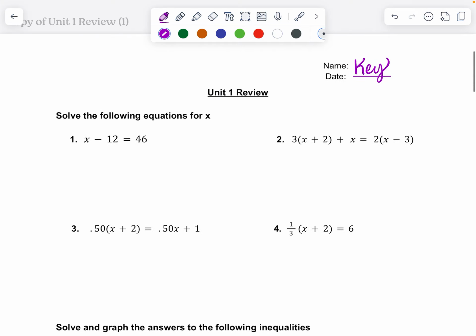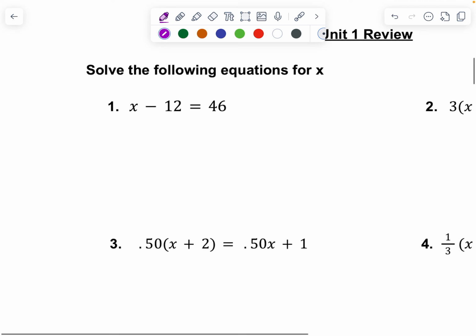This first section is solving equations. So again, our whole goal is to get the x by itself. Remember, we're trying to unbury the x. So anything that's on the same side of the equation with the x has to get moved to the other side. But you just can't pick it up and move it. You have to use the inverse or the opposite operation in order to move something to the other side of an equal sign.